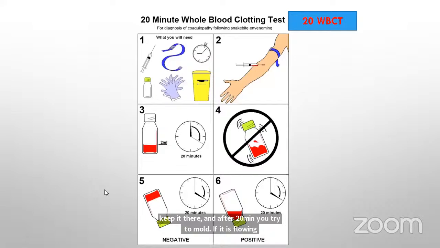That means the test is positive. That means the patient has some hematological manifestations. And if the patient, like in picture number 5, is clotted, that means the test is negative. This is a very simple bedside test, so most of the sisters also can do it. Okay. Next. Thank you so much, sir.